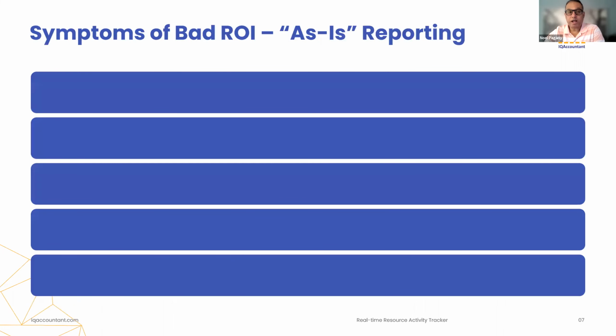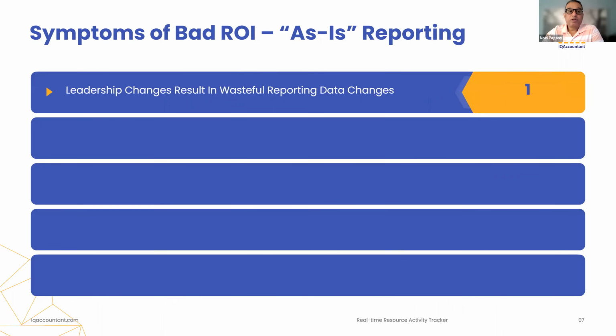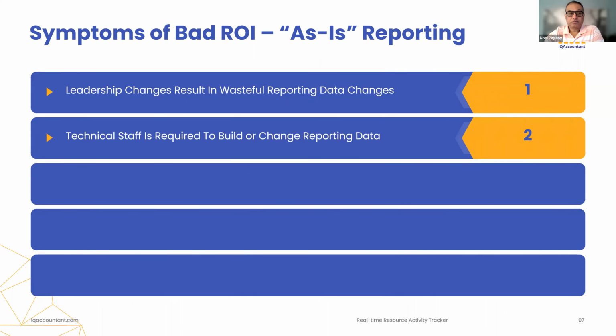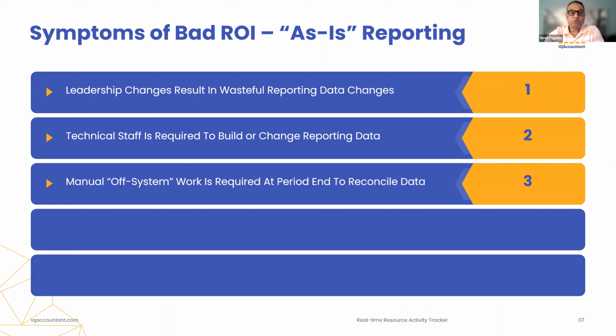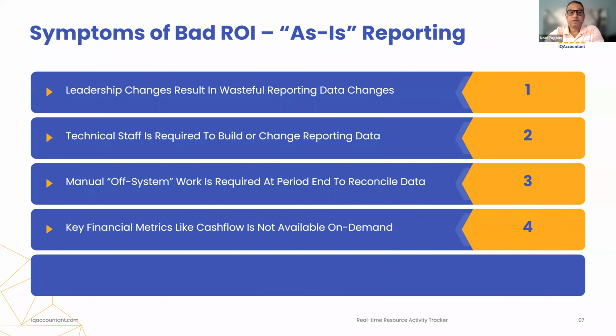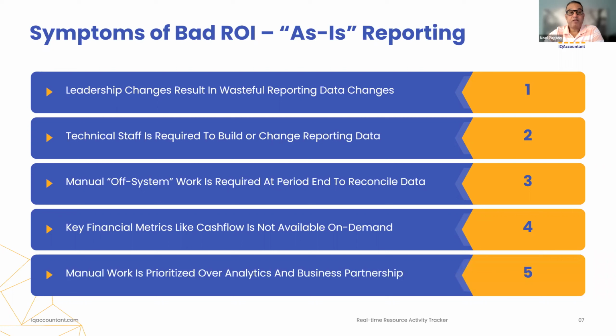Symptoms of bad ROI. Leadership changes result in wasteful reporting data changes. Technical staff is required to build or change reporting data. Manual off-system work is required at period end to reconcile data. Key financial metrics like cash flow are not available on demand. And manual work is prioritized over analytics and business partnership.